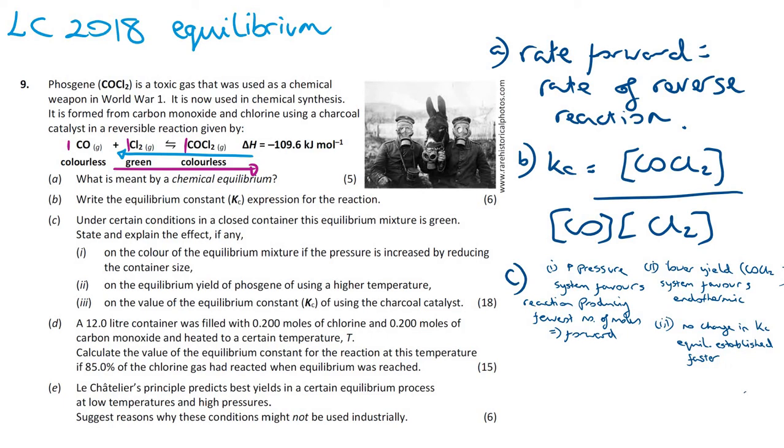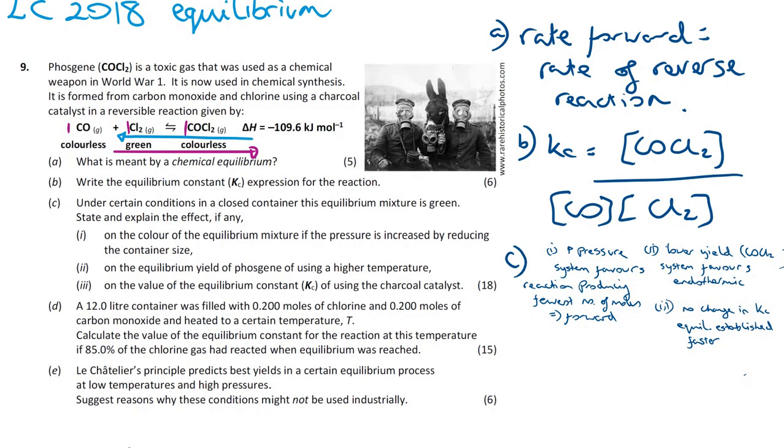D. This is our Kc question. A 12 litre container was filled with 0.2 moles of chlorine and 0.2 moles of carbon monoxide. Calculate the value of the equilibrium constant for the reaction if 85% of the chlorine gas had reacted when equilibrium was reached. This is a question where we're not asked to find the number of moles, and we're not given Kc, so we're just asked to work out what Kc is.